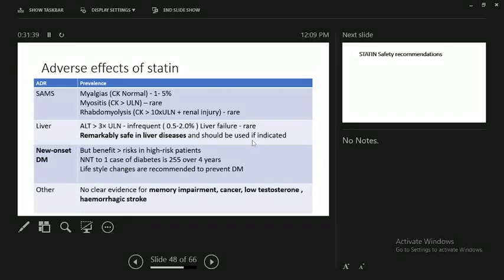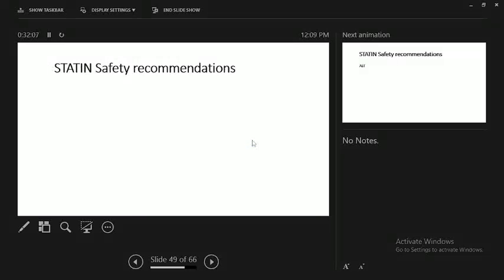New onset diabetes has been recognized, but is again very rare. The benefit is more than the risk. The number needed to harm is one case in 225 over 4 years of treatment, and always encourage lifestyle changes so they do not develop diabetes. Other side effects such as memory impairment, cancers, low testosterone, and hemorrhagic stroke are actually not proven.